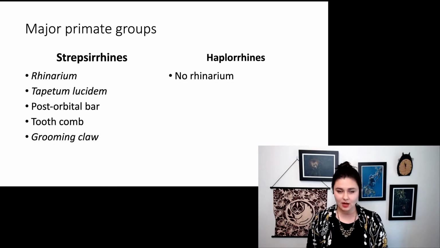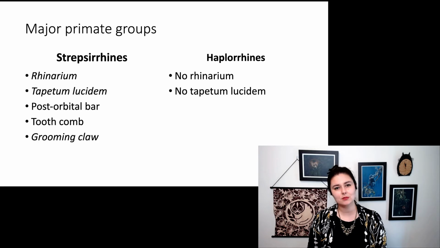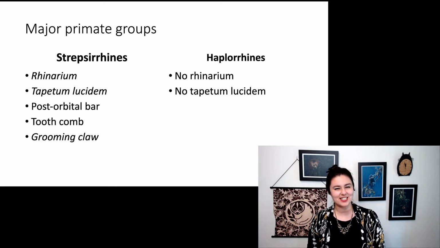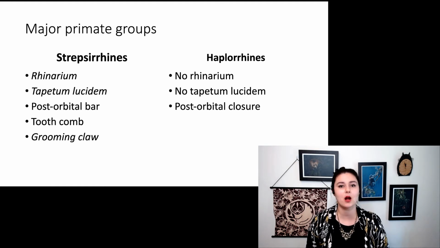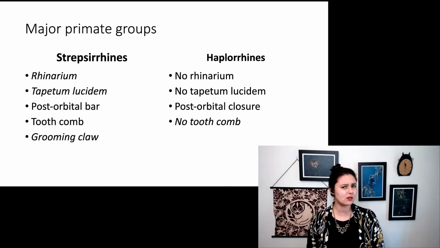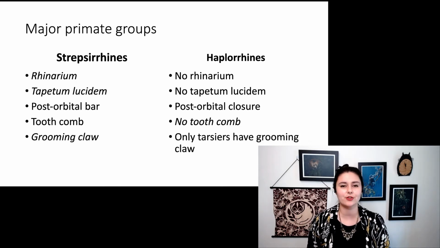Haplorhines, they don't have that rhinarium. Like us, we have this dry nose. There's a space in between our mouth and our nose. We don't have that tapetum lucidum. We are not particularly good at seeing in the dark. And we have this full post-orbital closure rather than just this bar on the side. We don't have a tooth comb. And only tarsiers have a grooming claw. No other haplorhines have a grooming claw.